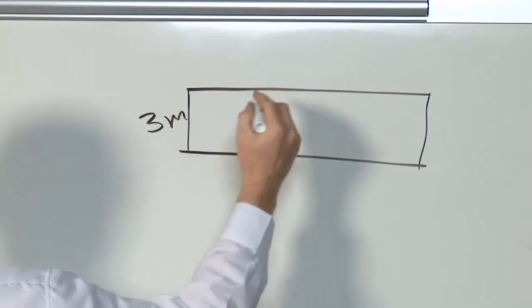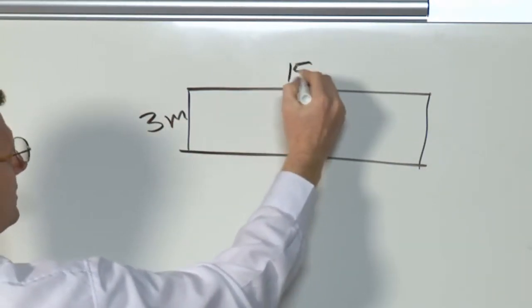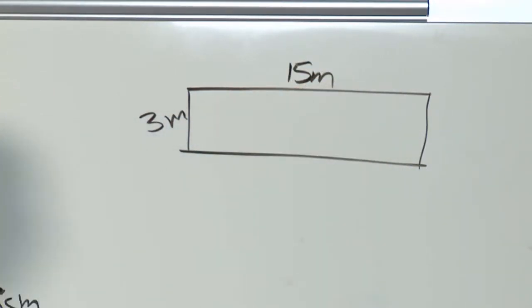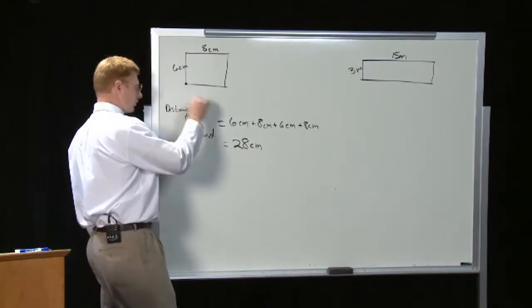So this is going to be 3 meters, and this is 15 meters. I want you to find the distance all the way around. 3 and 15 is 18, plus 3 is 21, plus another 15. So let's write this. Okay, I'm going to give you a new word for this.